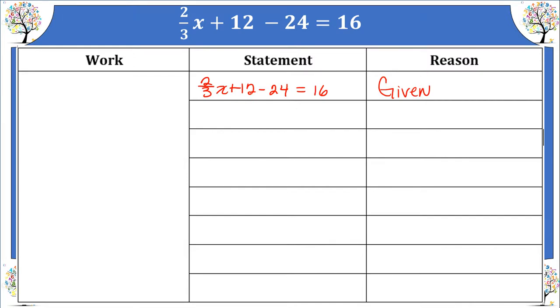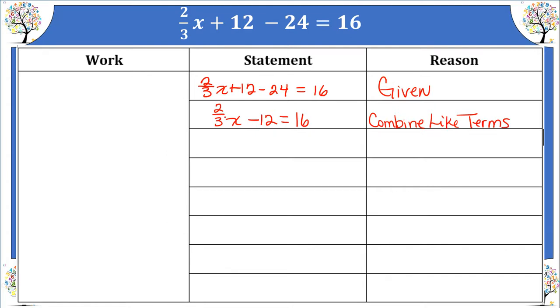Now, before we can solve this, you can see that we can combine like terms. So on my next line, I'm going to go ahead and combine these. I can do this in my head. I don't need my scratch work area. And then the reason that we have this new statement is because we were able to combine like terms.